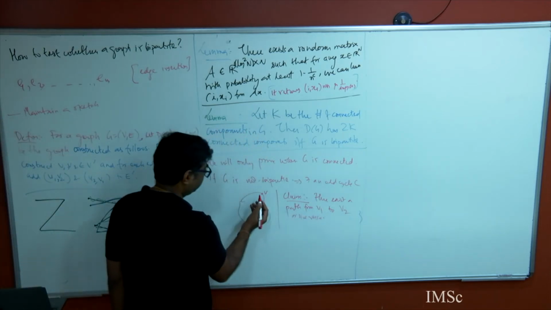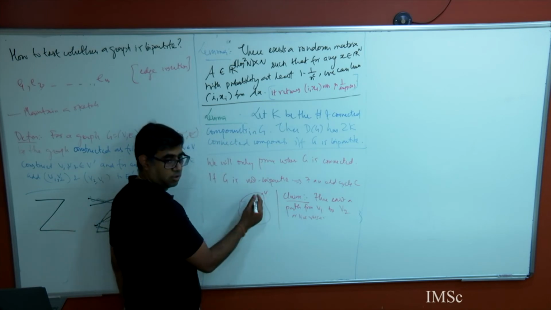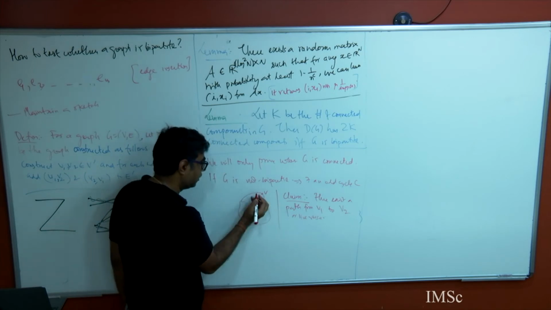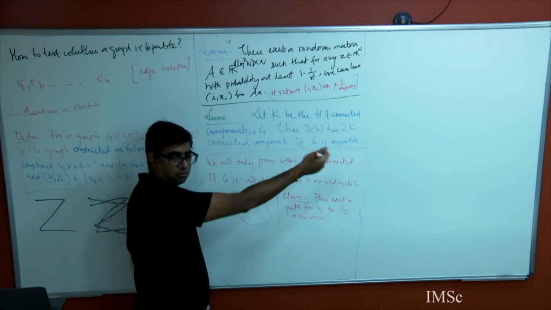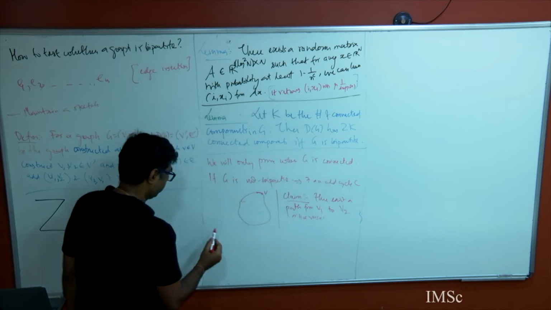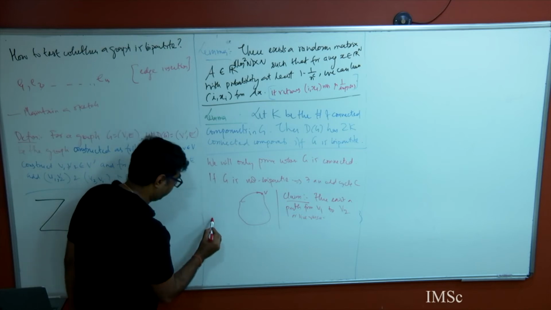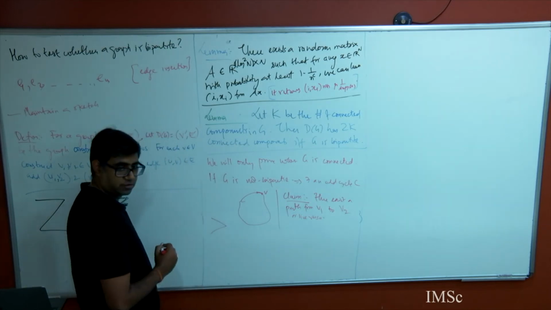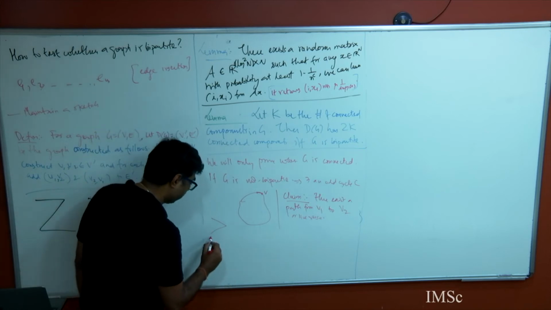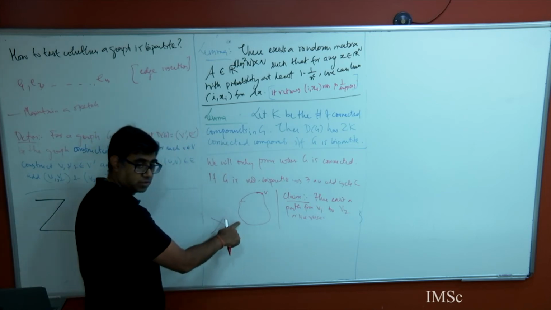Why? Just start here. Eventually, for this edge, you will go to the other side, because look, it's an odd cycle. So the first edge will take you to the other side, the second edge will take you back to this side, and the final odd edge always takes you to the other side.